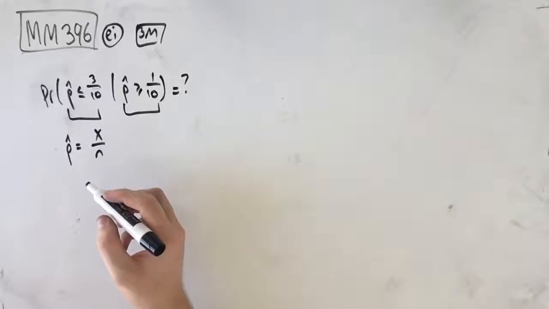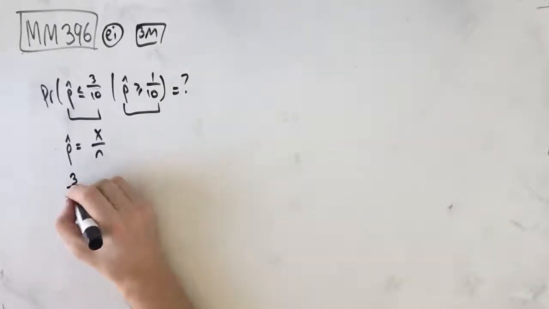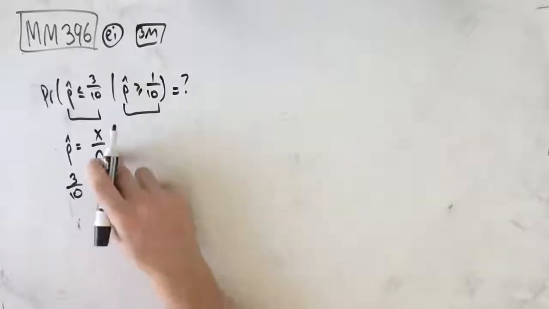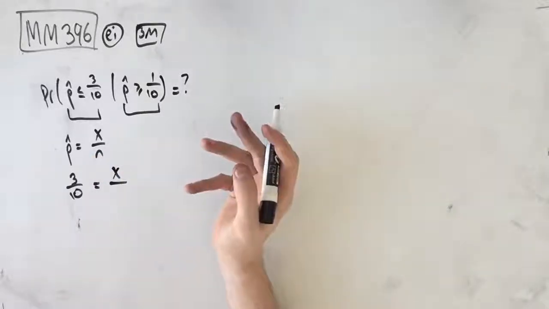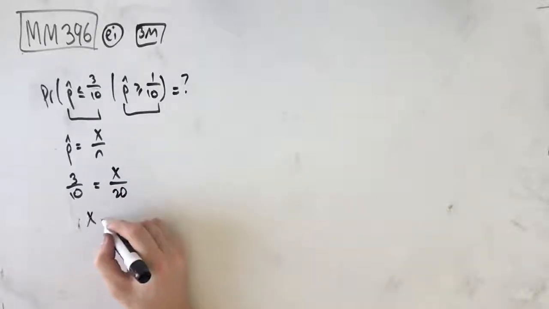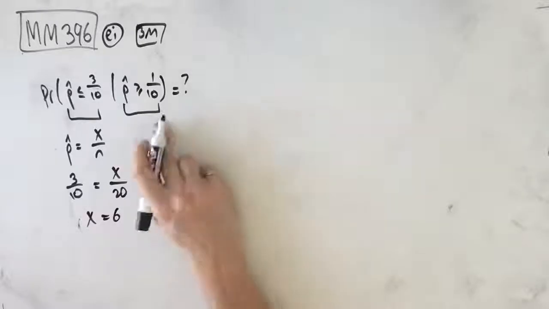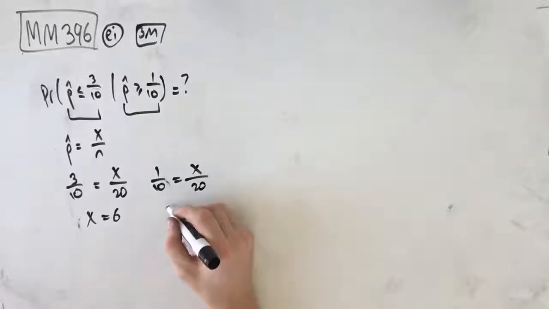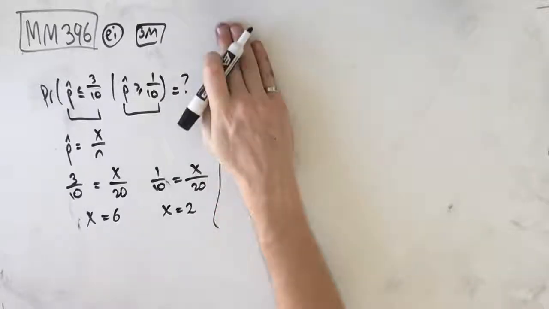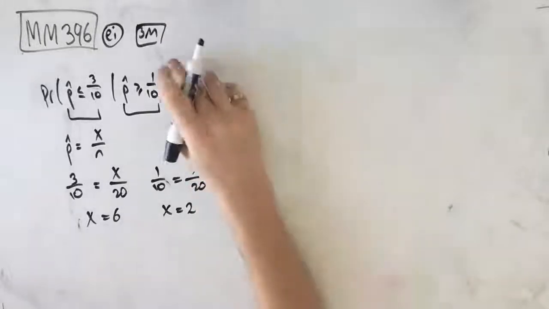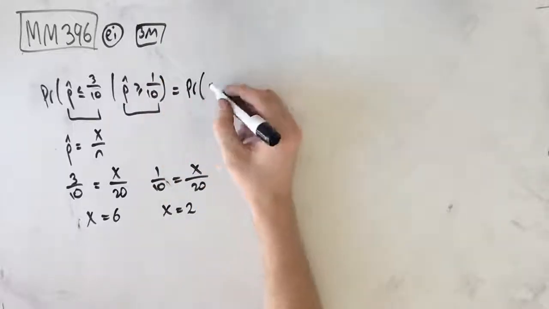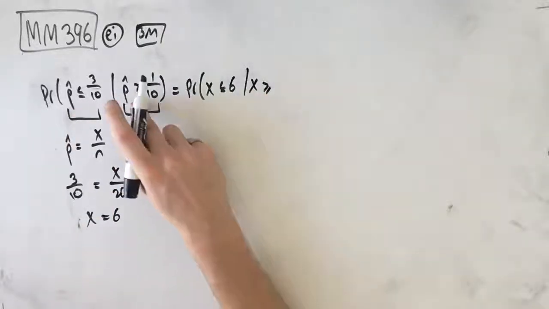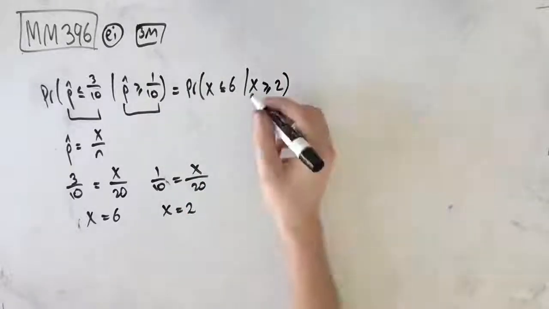So if p hat is equal to 3 on 10, just dealing with this one now, if p hat is 3 on 10, that's equal to x, which is what we're looking for, over our total attempts, right, which is our 20 attempts. That means that x is going to be equal to 6, and when p hat equals 1 on 10, that's equal to x over n, which is 20, which means that x is equal to 2, right? So that means that this is the same as the probability that x is less than or equal to 6, given that x is greater than or equal to 2, right? So this is our first mark.